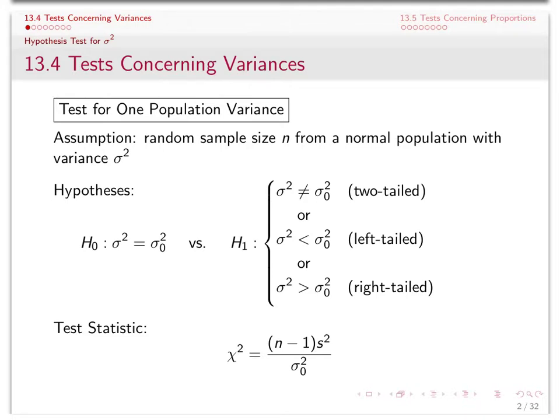The first would be the two-tailed alternative, which would say that the variance is not equal to sigma naught squared. The left-tailed test will say that the variance is less than sigma naught squared, and the right-tailed alternative would say that sigma squared is greater than sigma naught squared. And our test statistic will be our old friend, the chi-square score, which we compute by doing 1 less than the sample size times the sample variance, and we'll divide that by the hypothesized value of the variance that we get from the null hypothesis.